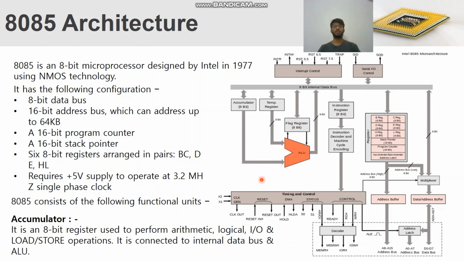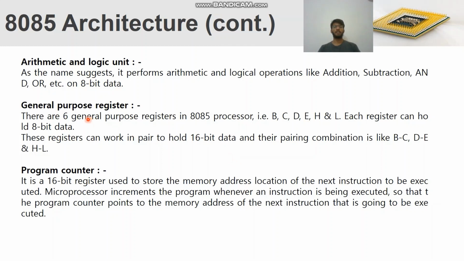8085 consists of the following functional units. Accumulator is an 8-bit register used to perform arithmetic, logical, I/O, load, store operations, and it is connected directly to the internal data bus and the ALU. Next is arithmetic and logical unit. As the name suggests, it performs arithmetic and logical operations like addition, subtraction, AND, OR, etc. on 8-bit data.